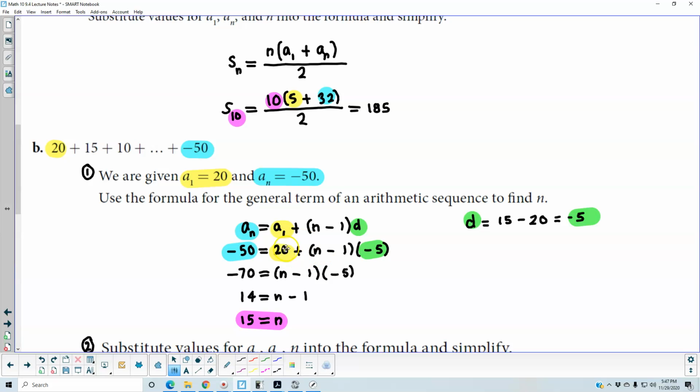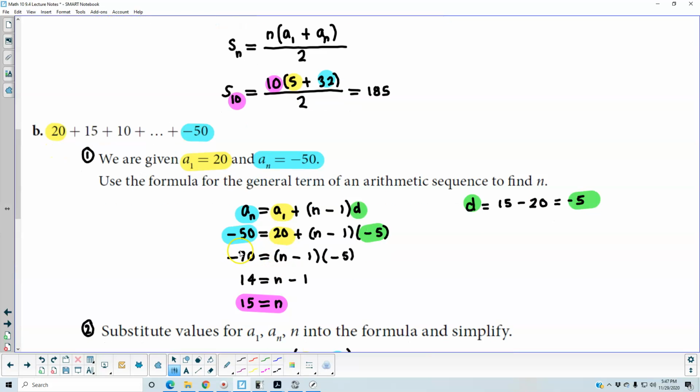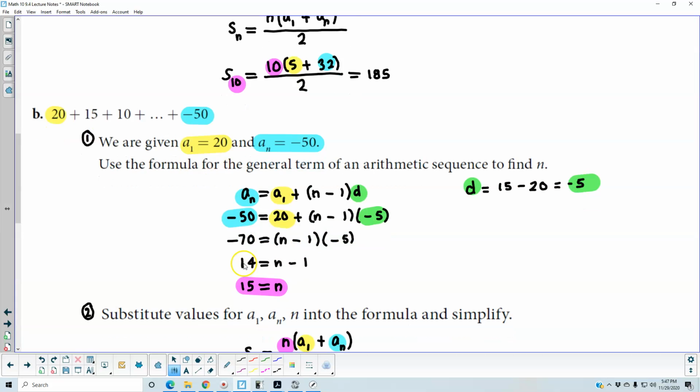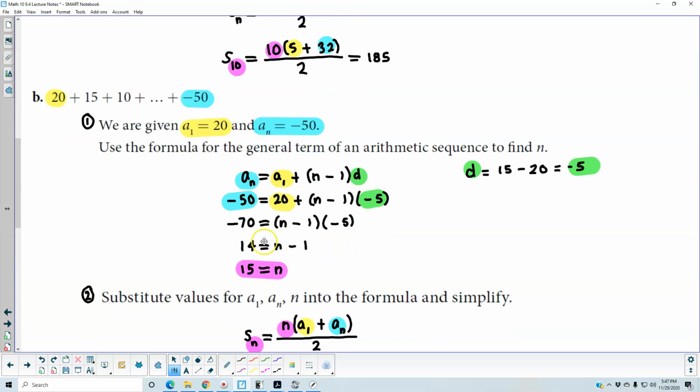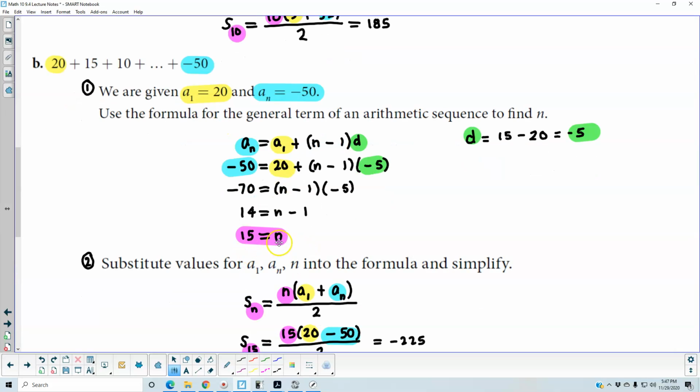So the first thing we're going to do is subtract 20 from both sides. So we get negative 70, which is equal to n minus 1 times negative 5. Then we can divide by negative 5, so negative 70 divided by negative 5 is 14, which is equal to n minus 1. And then if we add 1 to both sides, n is going to equal 15.